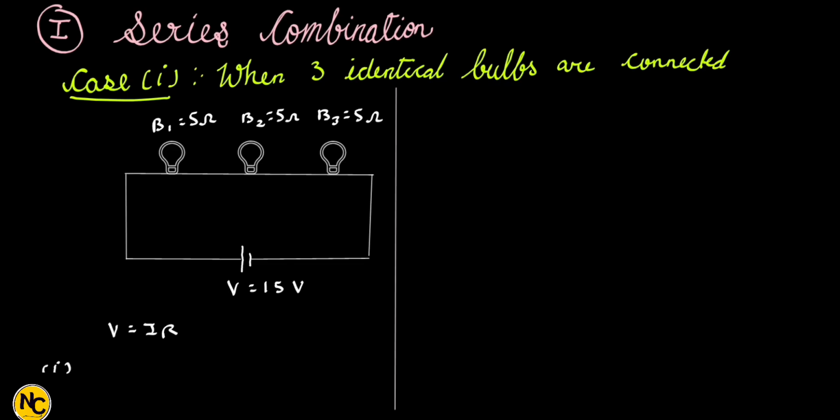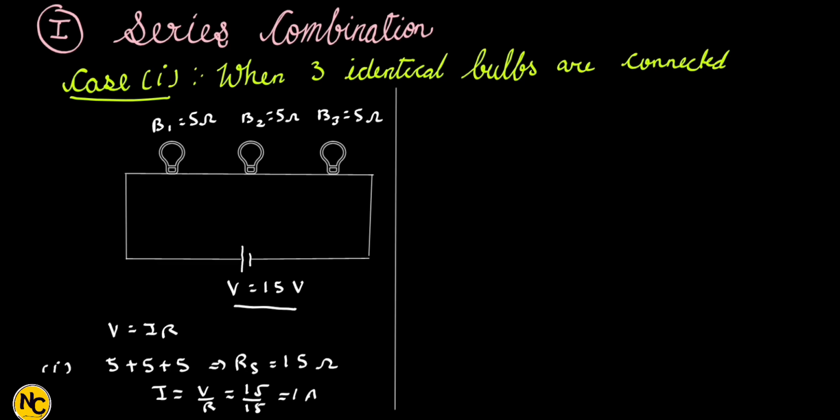So the first point, the total resistance of all three bulbs is nothing but 5 plus 5 plus 5. So the total resistance, that is RS, is 15 ohm, and it is connected to the 15 volt battery. So we can say I is equal to V upon R, which is equal to 15 volt upon 15 ohm, which is equal to 1 ampere current. So 1 ampere current will flow throughout the circuit, and at the end it will come back to the negative terminal.